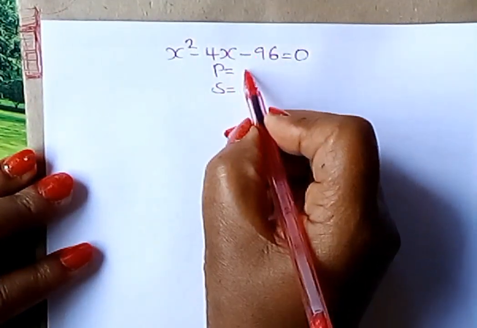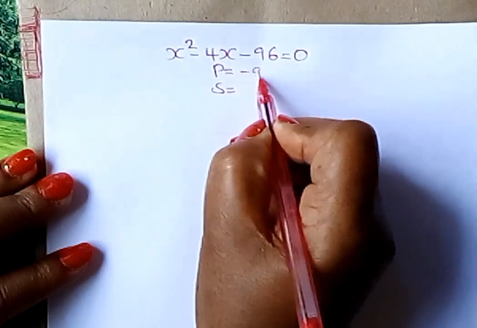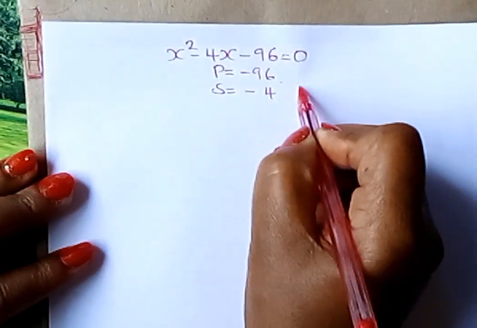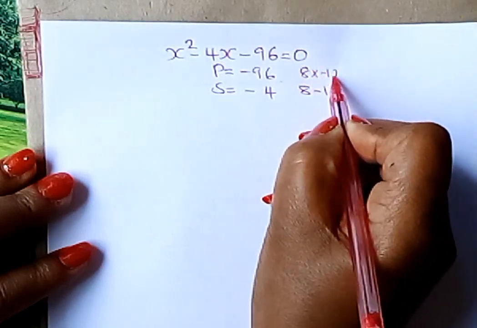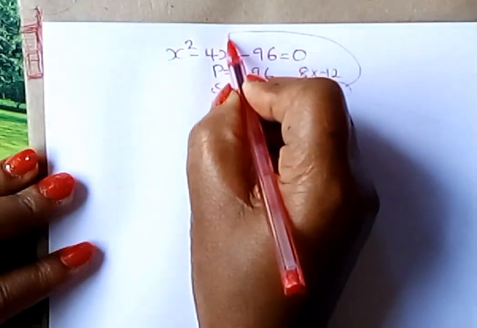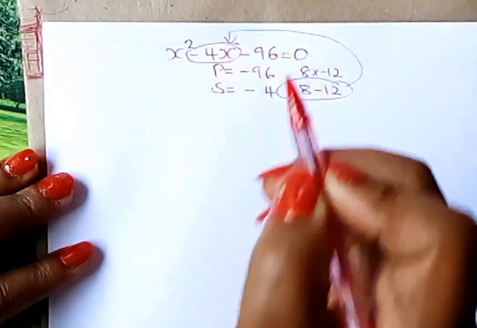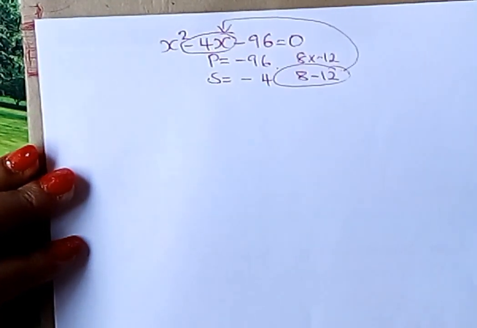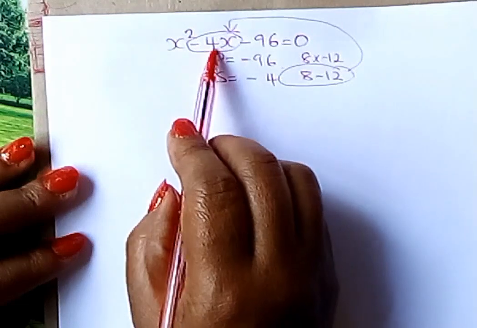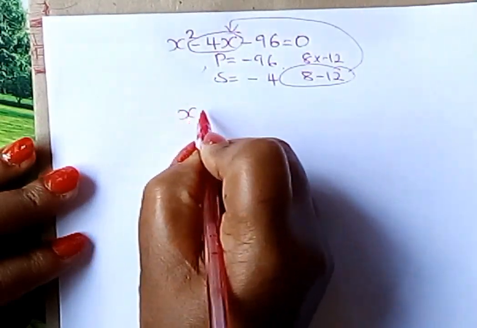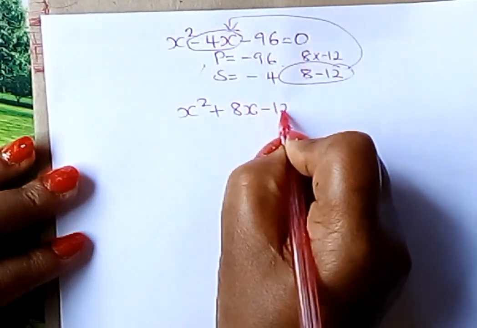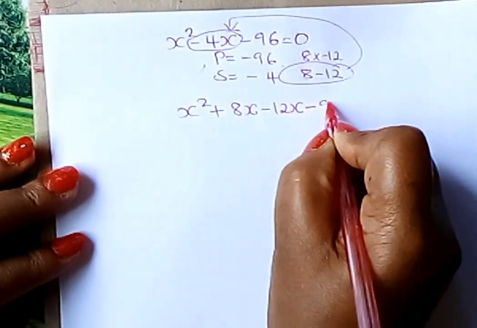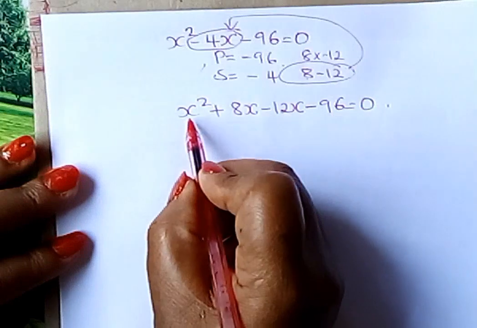Product is negative 96. The sum is negative 4. The two numbers are 8 and negative 12. If you multiply the same, you get that. You take those, go and substitute or replace the second term here. So we normally write x squared plus 8 joined to x minus 12 multiplied with x minus 96 is equal to 0.